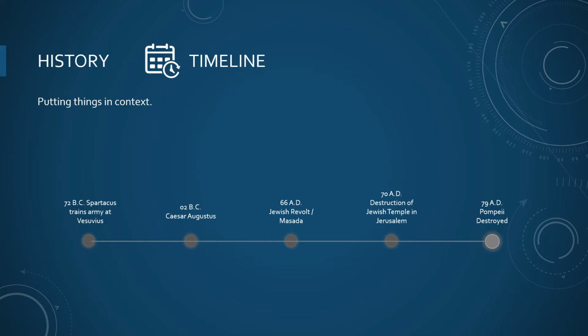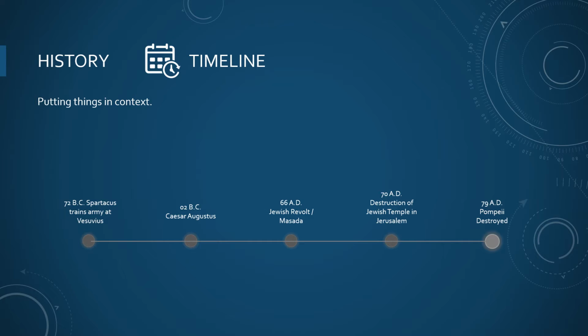So let's look at a brief timeline of where this event falls. Interestingly enough, in 72 BC, so a little bit more than 100 years before this event, Spartacus would train his army of revolting slaves at the base of Mount Vesuvius. In 2 BC, Caesar Augustus became the first Caesar or emperor of Rome.